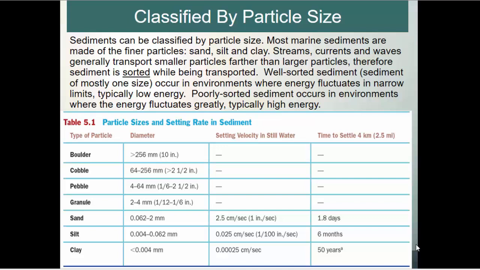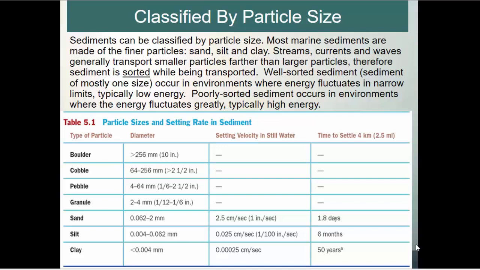Well-sorted sediment, sediment of mostly one size, occurs in environments where the energy fluctuates in narrow limits, typically a low-energy environment. But poorly sorted sediments, sediments of lots of different sizes, will occur in environments where the energy fluctuates greatly, typical in high-energy environments. So what does that all mean?